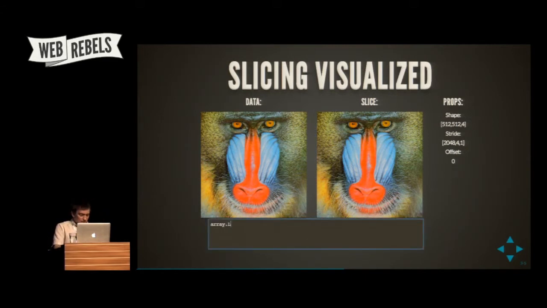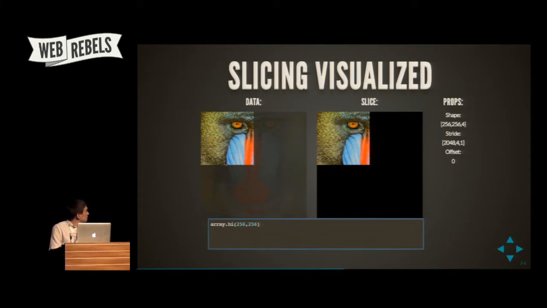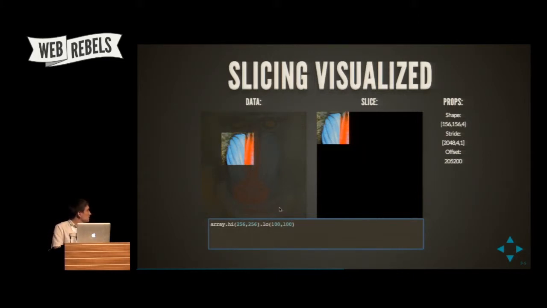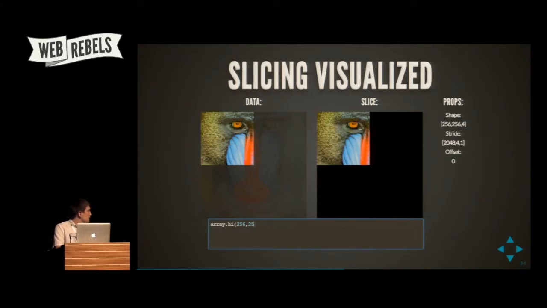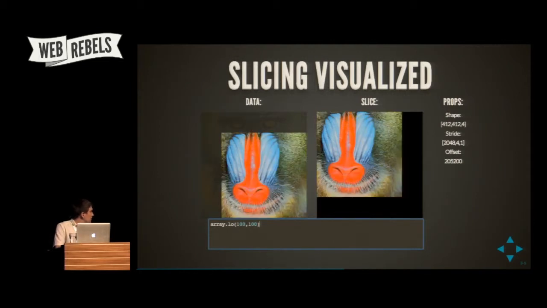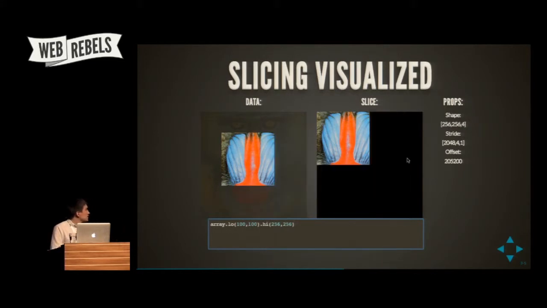So if I do something like, say, take array dot high 256, it'll take the upper left quadrant of the image. And I could then chain this by doing something like .low 100, 100, and it'll cut out this little region. Or similarly, I can cut these things out in different orders. So I could do .low 100, 100, and it'll cut out this sub-region of the image. And then I can follow this up by saying dot high 256, 256, and it'll cut out an array of size 256 by 256 starting at offset 100, 100.